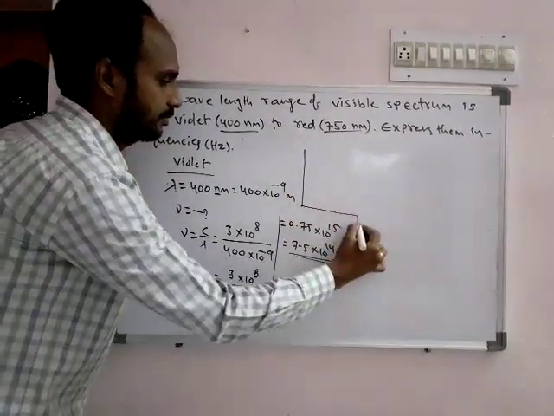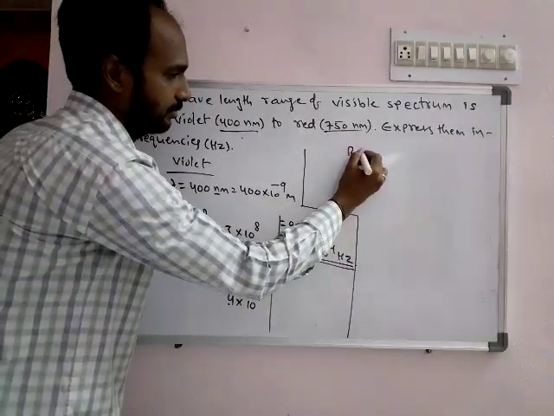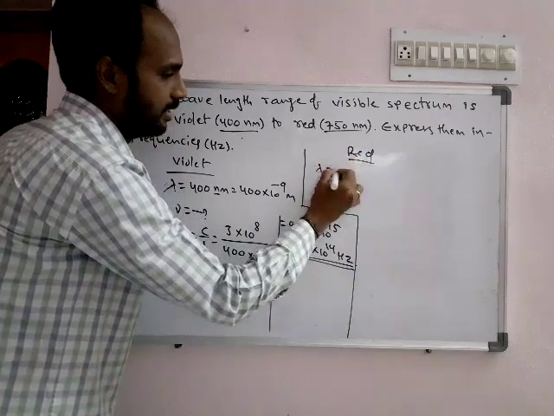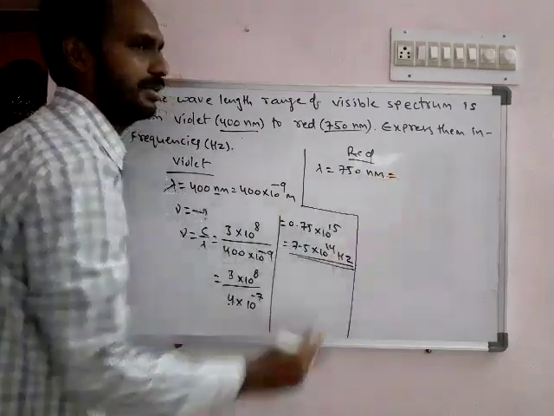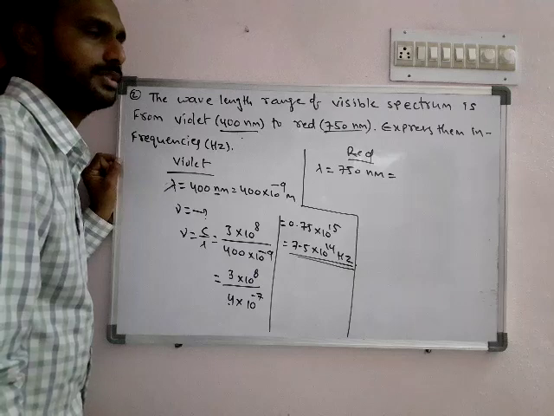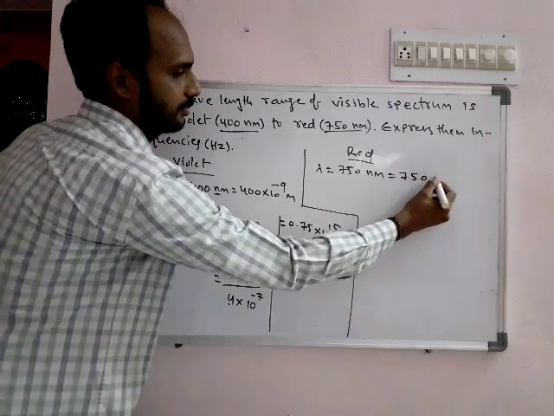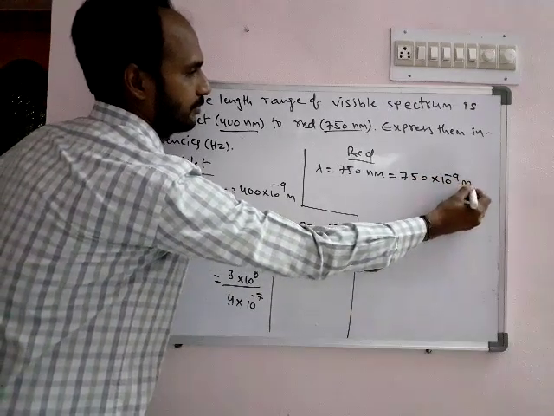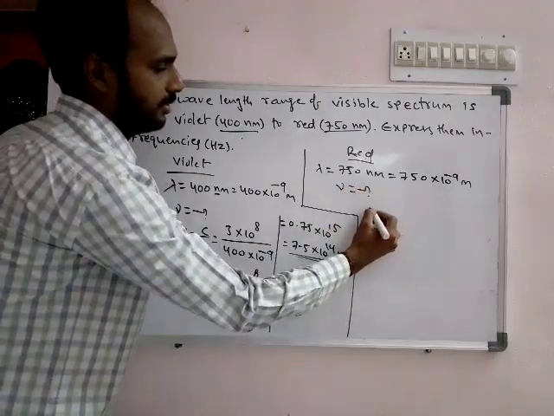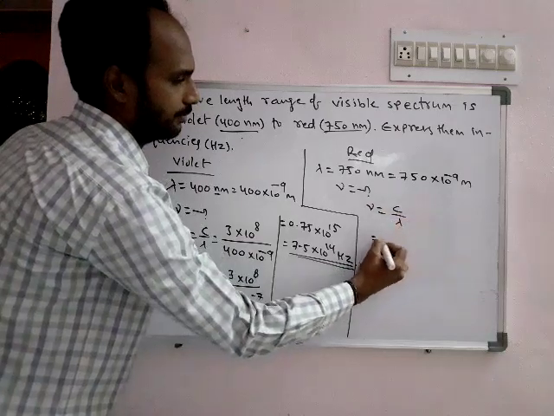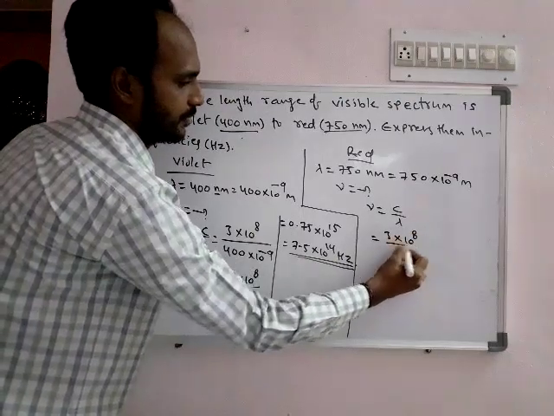Similarly, we do the frequency of red color. For red color, it is given that lambda is equal to 750 nanometers, that is 750 into 10 power minus 9 meters. We need to again find out the frequency. nu is equal to c by lambda, with c in meters per second.